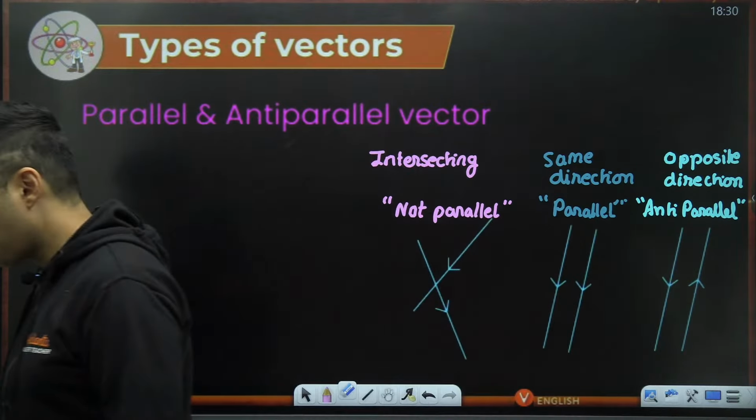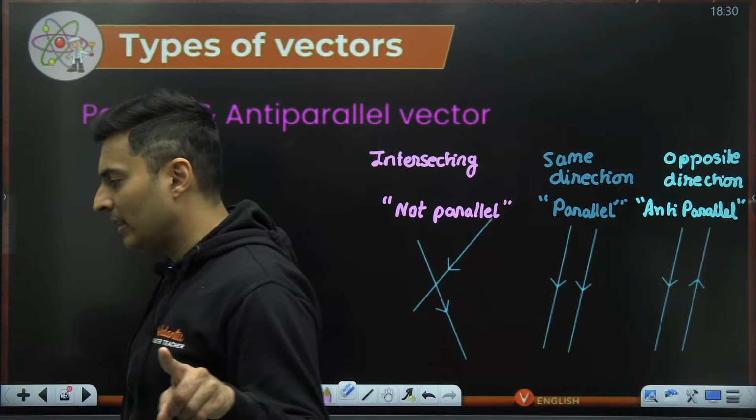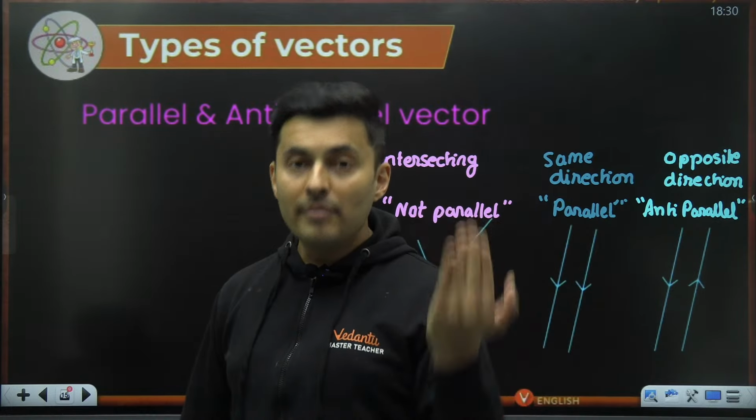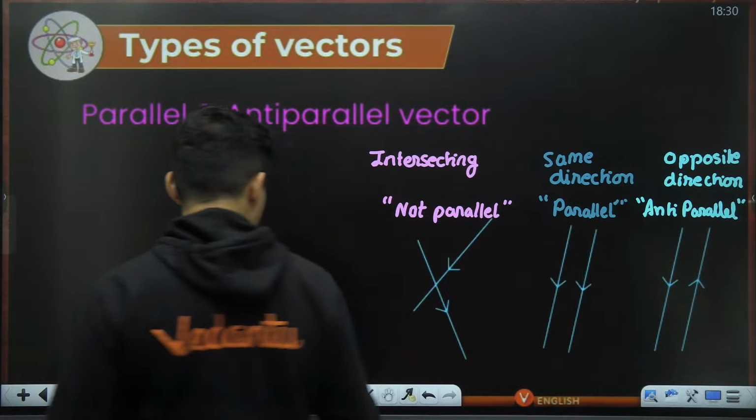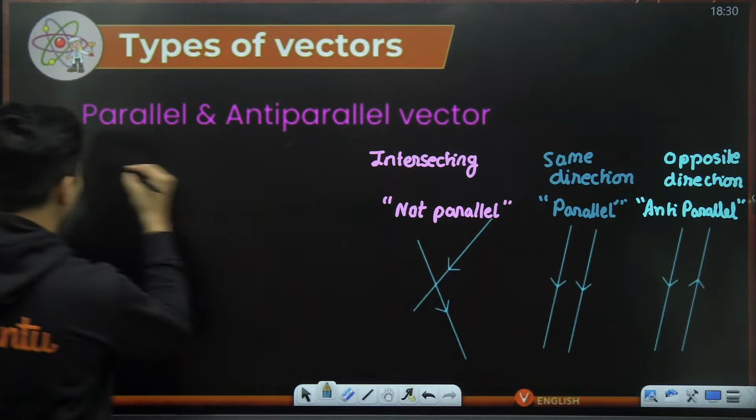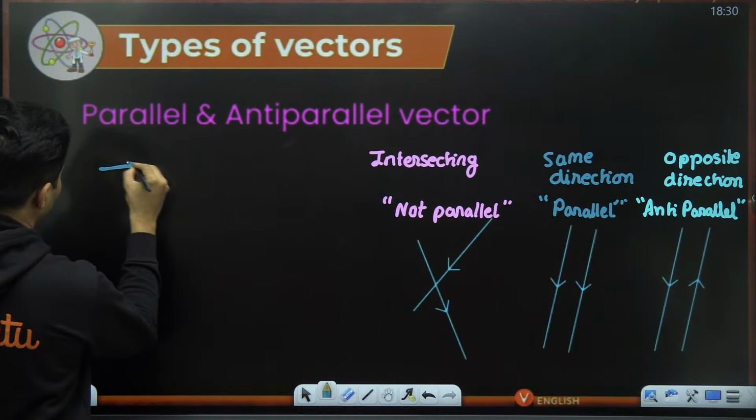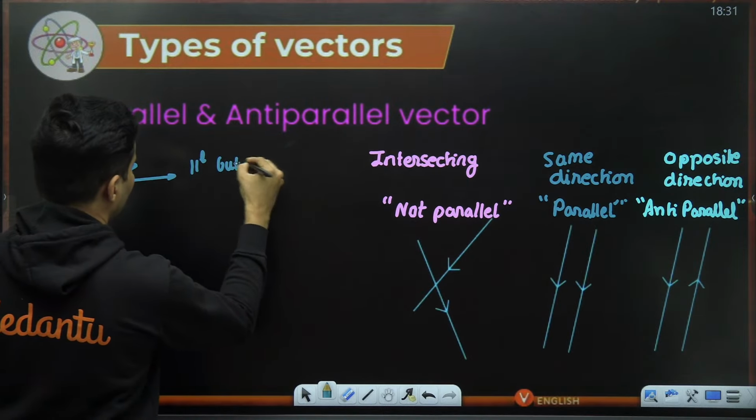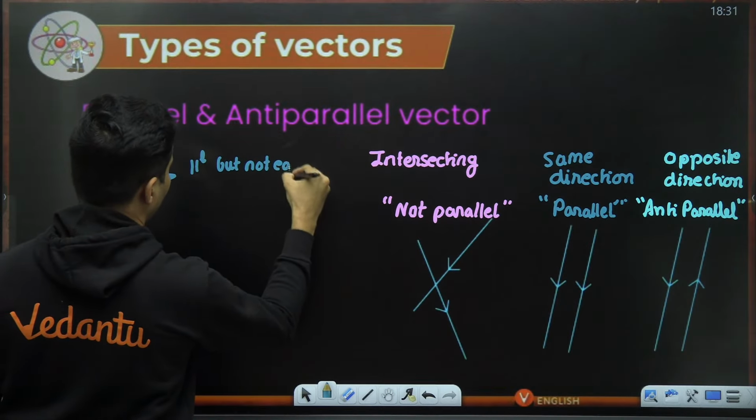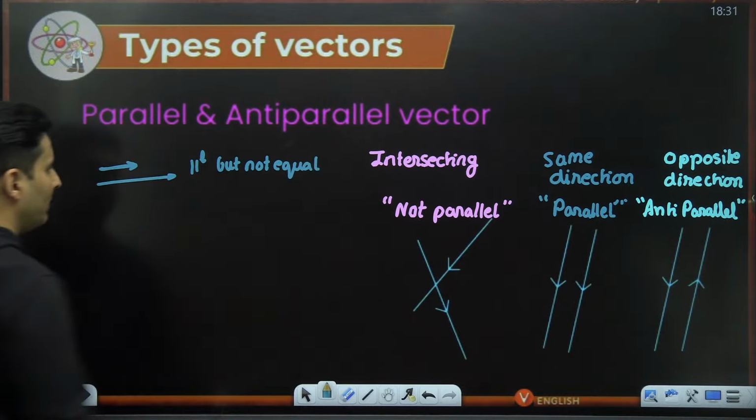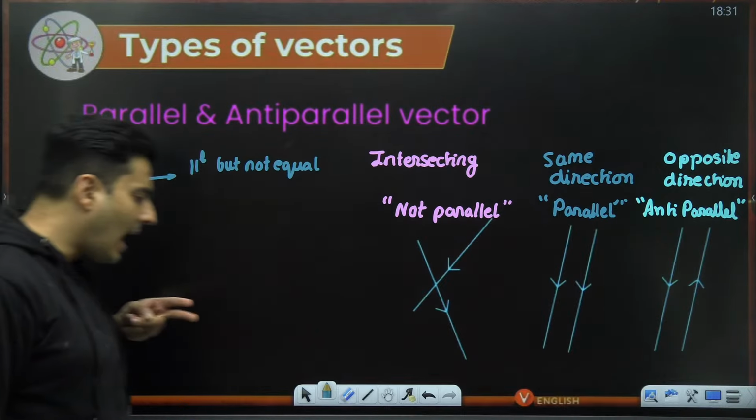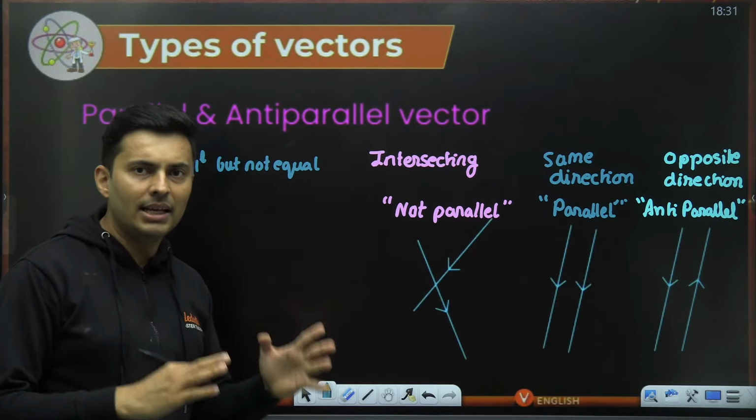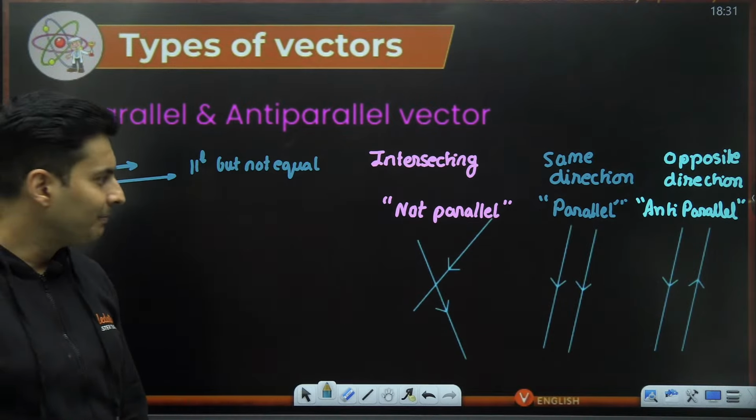Yes. Equal vectors are parallel. Parallel vectors may or may not be equal. For example, these two vectors over here are parallel, but they are not equal. So it is not compulsory. But if two vectors are equal, compulsorily they must be parallel.